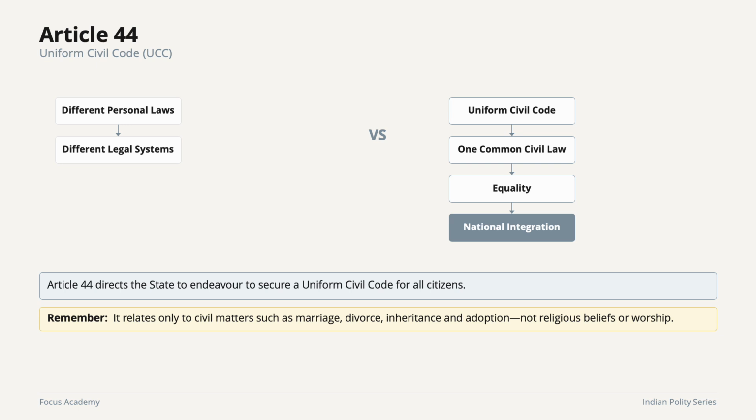But in Article 44, you have to understand that it's not talking about everything. It's related only to civil matters. Civil matters such as marriage, divorce, inheritance, and adoption, not religious beliefs or worship. Okay, you have to understand that when we talk about uniform civil code, we're talking about marriage, divorce, inheritance, and adoption, not religious beliefs or worship.